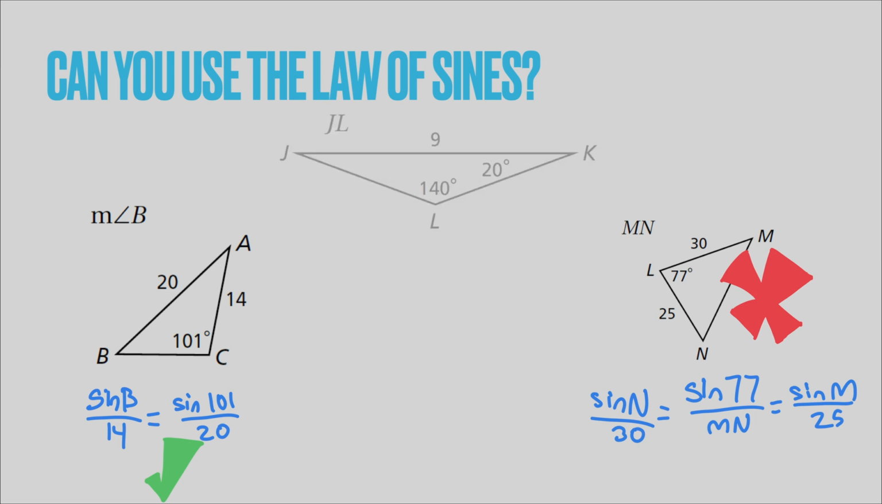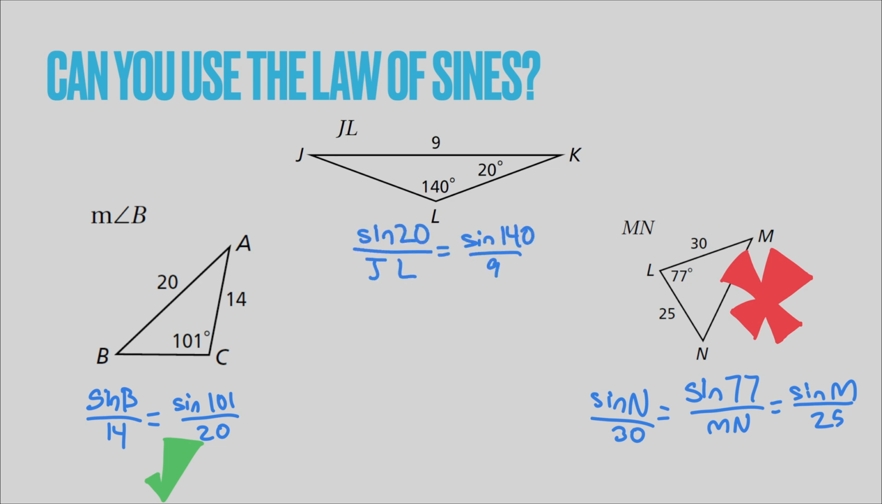All right, let's try this one. This time I'm looking for a side again, but I could say JL is opposite K, which is the sine of 20. So the sine of 20 over JL is equal to the sine of 140 over 9. I only have one variable because JL is just the side. So yes, I could solve it. So notice, when I had two sides and then an adjacent angle, I could do it. When I have two adjacent angles and an adjacent side to that, I can do it. But when I have, in this case, two sides and the included angle, I can't.